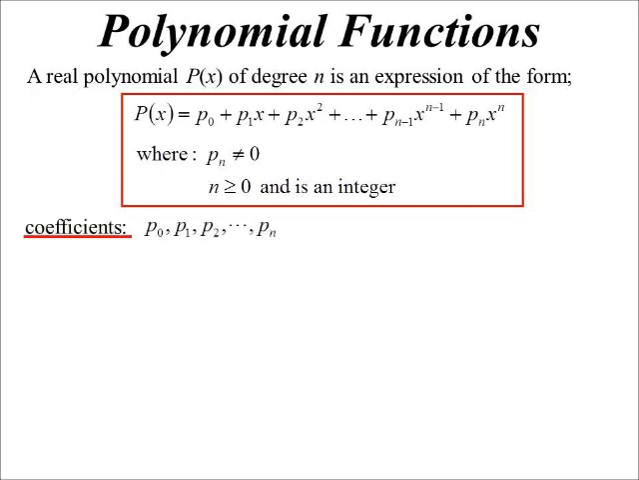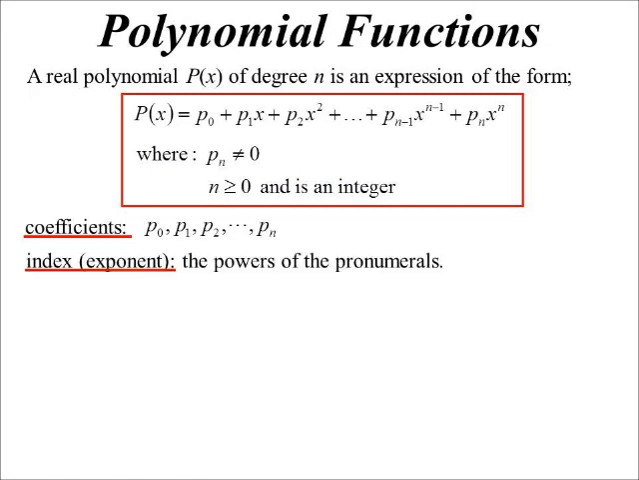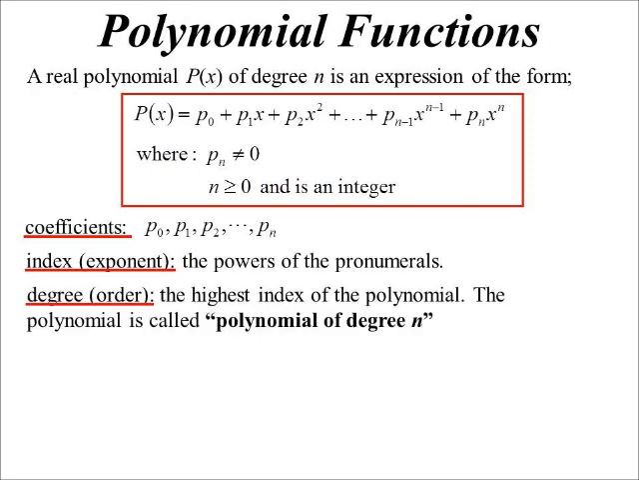Coefficients, well, we know that word anyway, is no different in polynomials. So the coefficients are the numbers that are associated with each of the pieces of algebra there. So the powers, I keep calling them powers, but I mean more formally indices, or exponent is another word we use for powers. Now the degree of a polynomial, also known as the order of a polynomial.